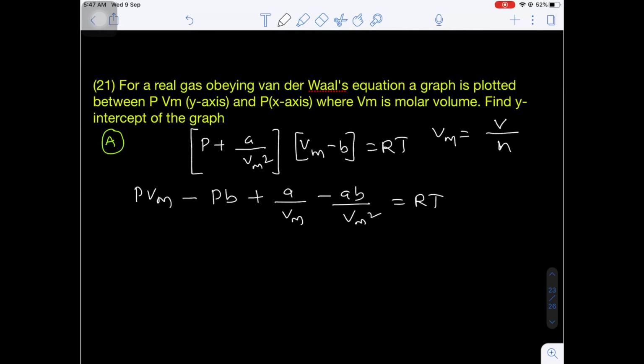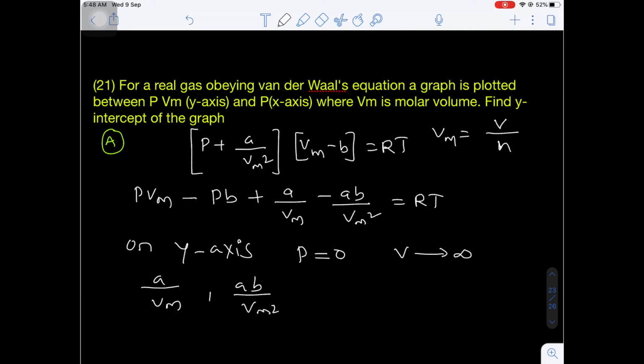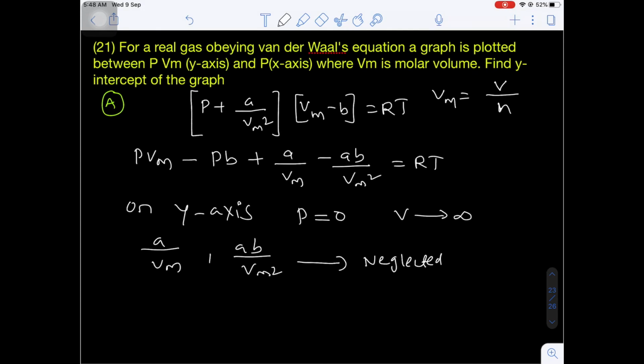Now on the y-axis, what is the pressure? 0. When pressure tends to 0, that means volume should be infinity. So a by Vm and ab by Vm², these two terms I am neglecting, because V should be infinity, so 1 by Vm tends to 0. That's why a by Vm and ab by Vm² I am neglecting. Are you getting my point?